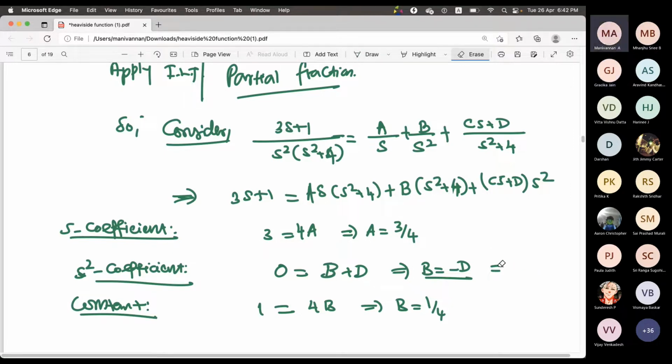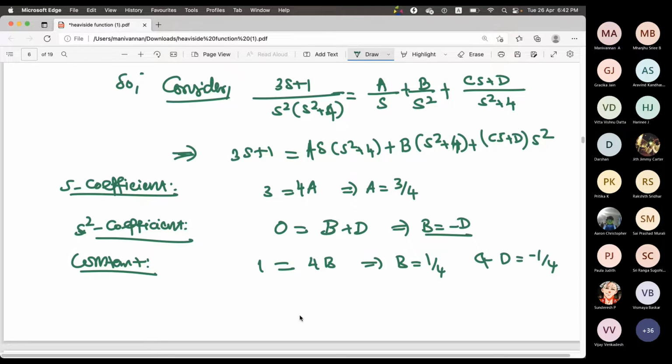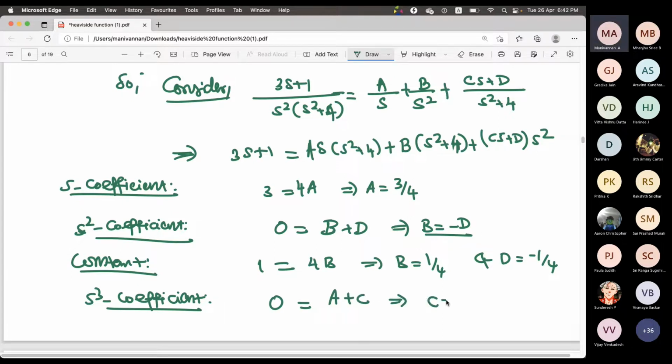Or we can write here itself, and D is minus 1 by 4. Then what about C? Just the s cube coefficient: A plus C equals 0, so C equals negative A. C equals minus 3 by 4.